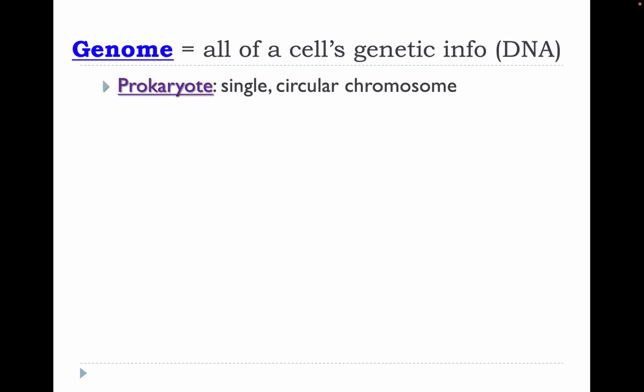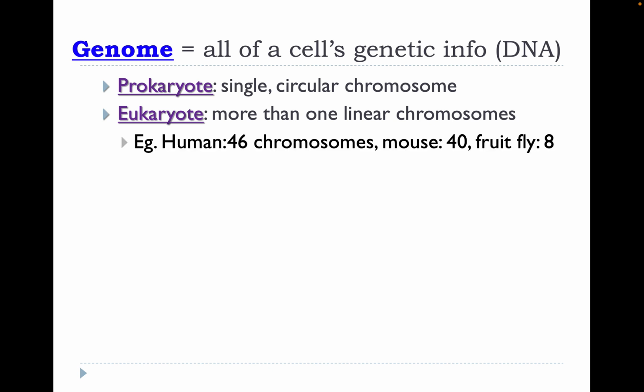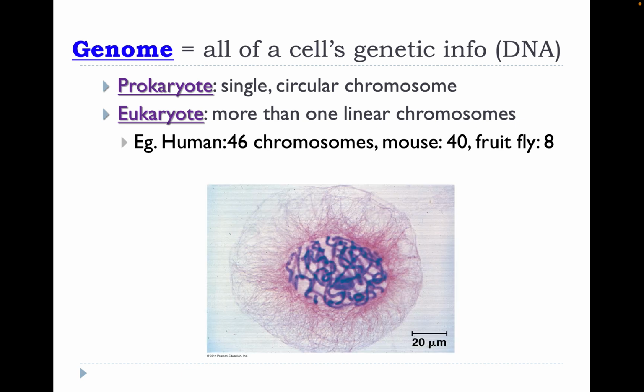In prokaryotes, it's a single circular chromosome. In eukaryotes, all of their linear chromosomes together make up the genome. For example, in humans, we have 46 chromosomes, so that makes up a human genome. A mouse genome only has 40 chromosomes, and a fruit fly genome has 8 chromosomes.